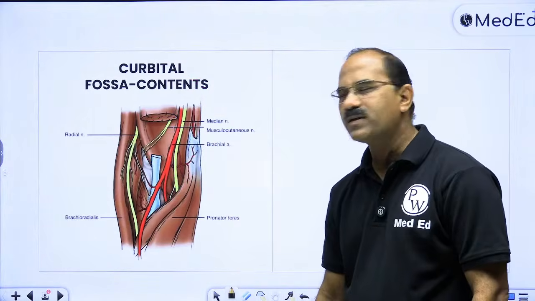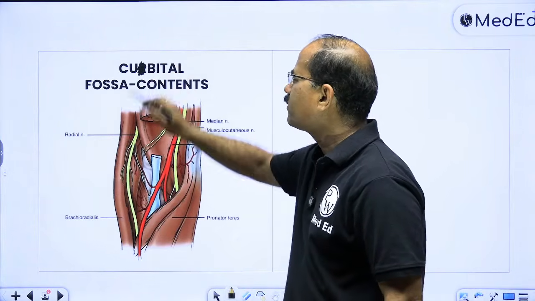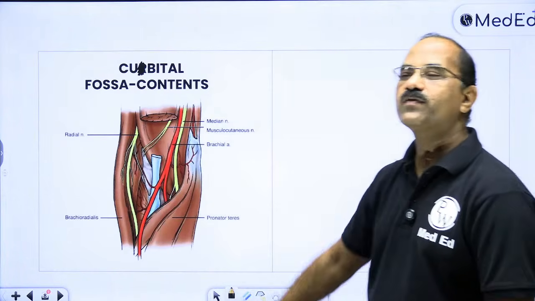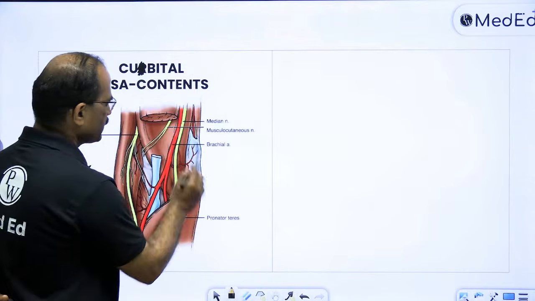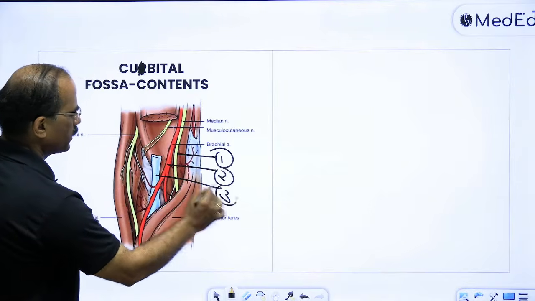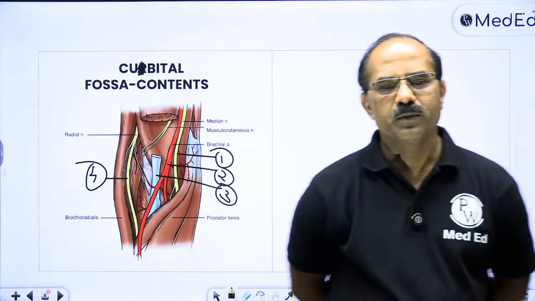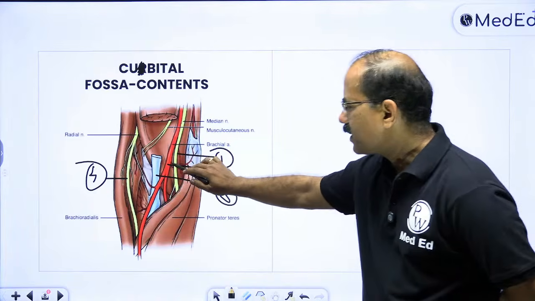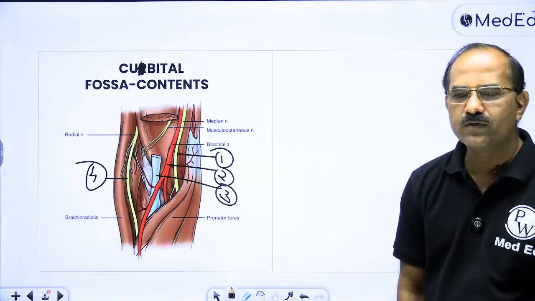Coming to this. Tell me, what is this area? That's a cubital fossa. ठीक है? And can anyone tell me the contents of the cubital fossa from medial to lateral side? This is 1, this is 2, this is 3, and this is 4. Contents of cubital fossa from medial to lateral side: 1 is the median nerve, 2 is the brachial artery, 3 is the tendon of biceps, and 4th is the radial nerve.